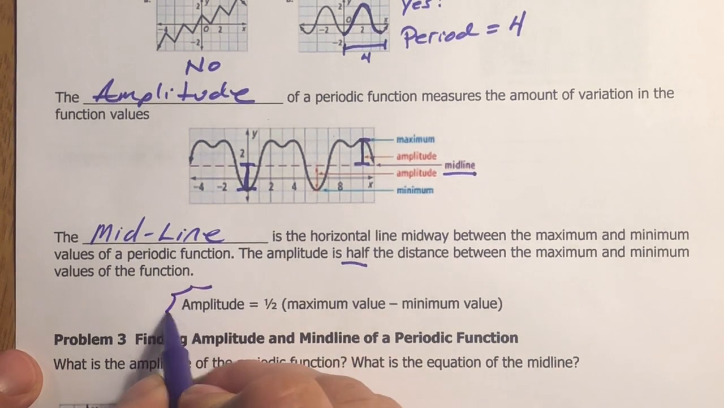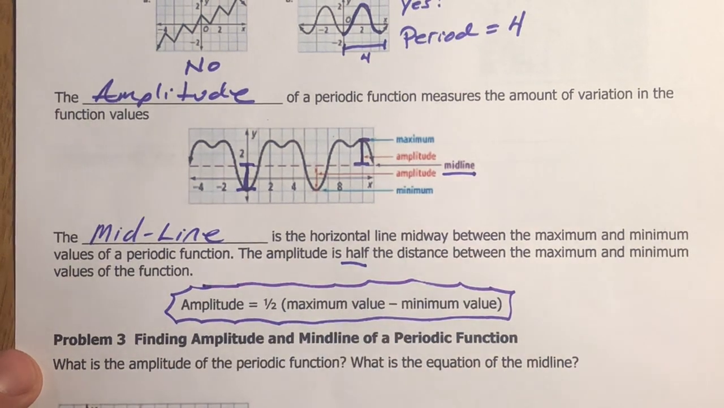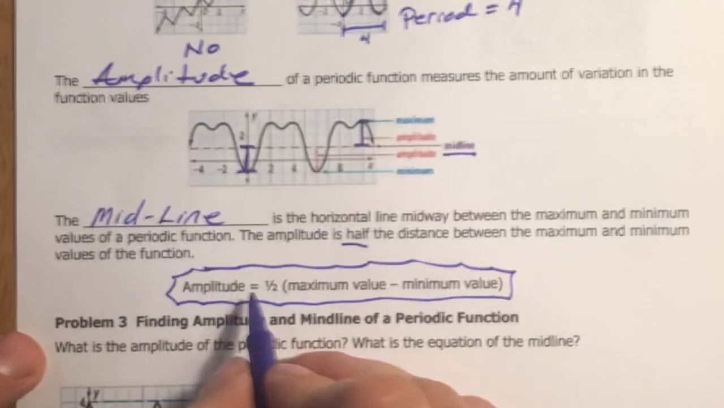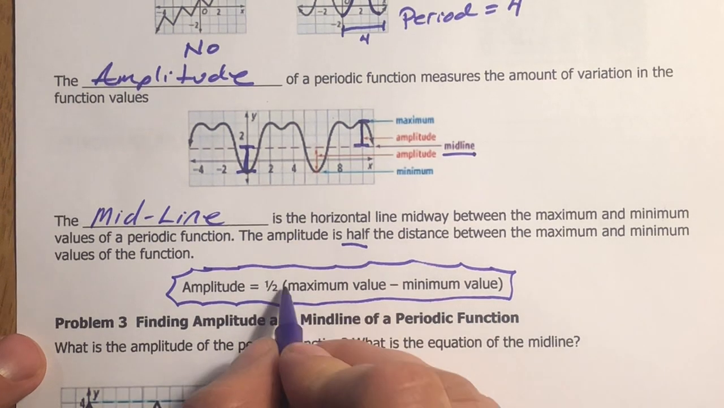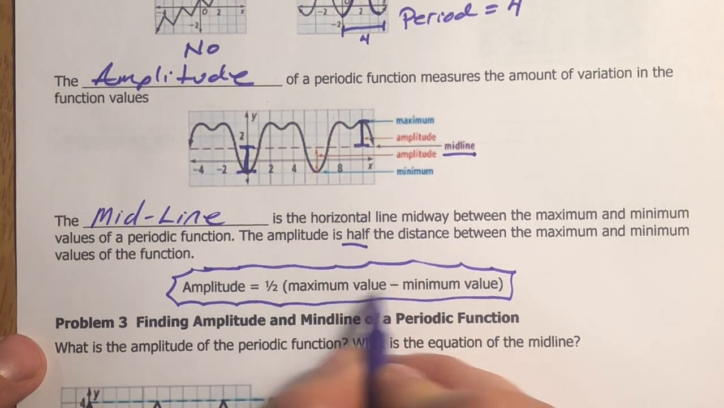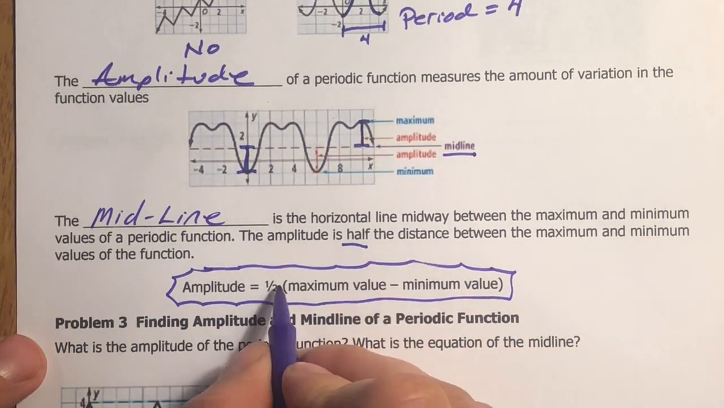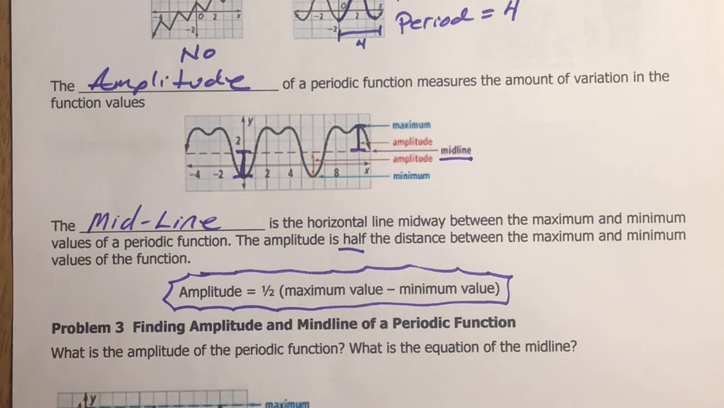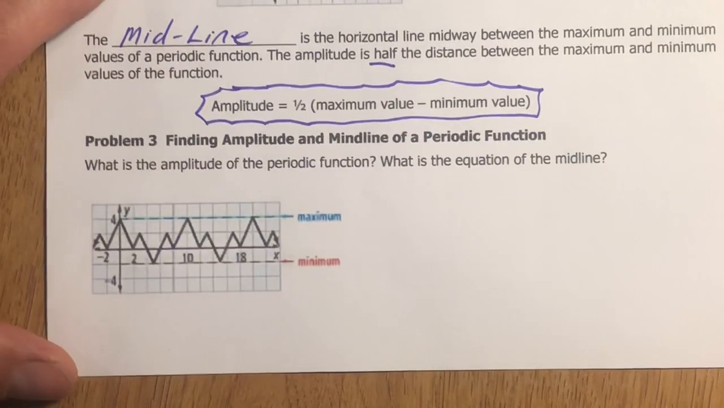So if you have to find the amplitude, which you will many, many times, this is a little formula that you use. You take 1/2, and you multiply that times the maximum value minus the minimum value. So you take that first, multiply it by 1/2, or take half of it, and there's your amplitude. All right, let's see if we can actually do that.